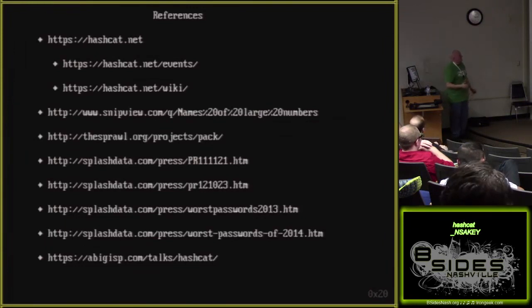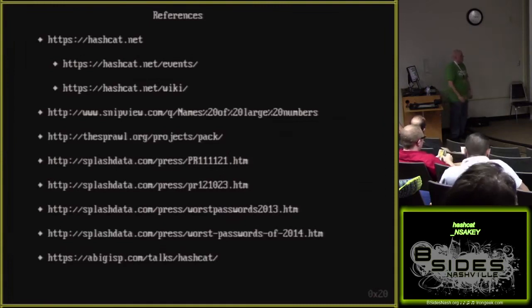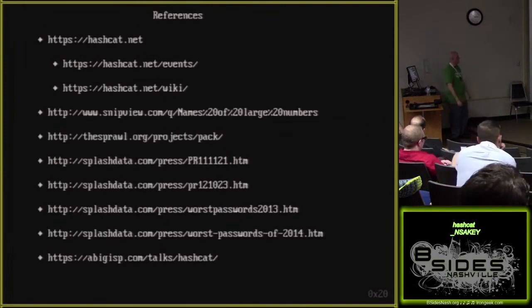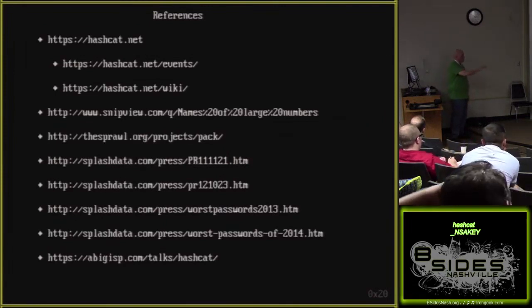The wiki has an FAQ page now, and that's where I got everything I talked about with the toggle rules. That was never really documented in one set place until about a week ago. Snipview.com, that was where I got undecillion from. The sprawl.org is where you go to get PACK. I think the Splash Data links kind of explain themselves. They couldn't stick with the same directory and naming convention across years, and I thought that was kind of interesting, but that's just me. And then at the bottom, that's my personal domain.